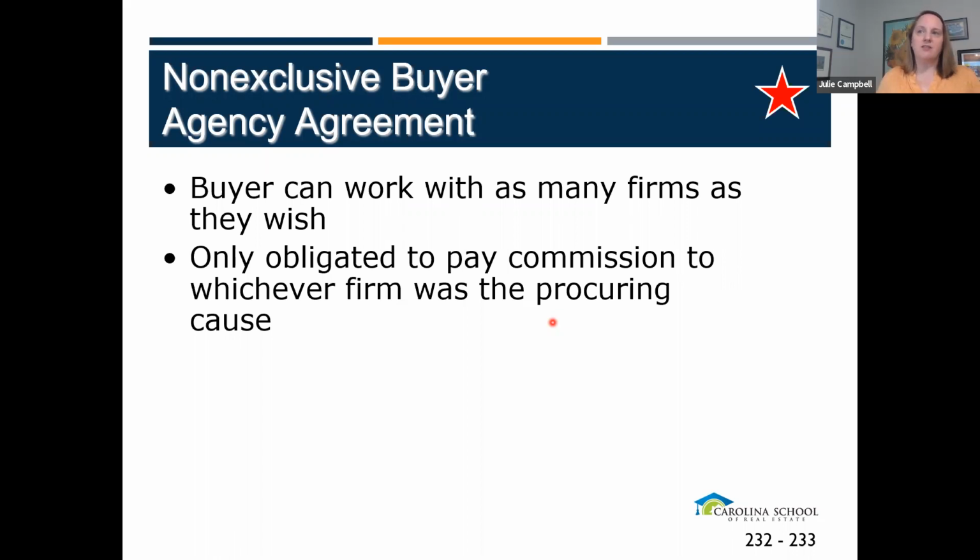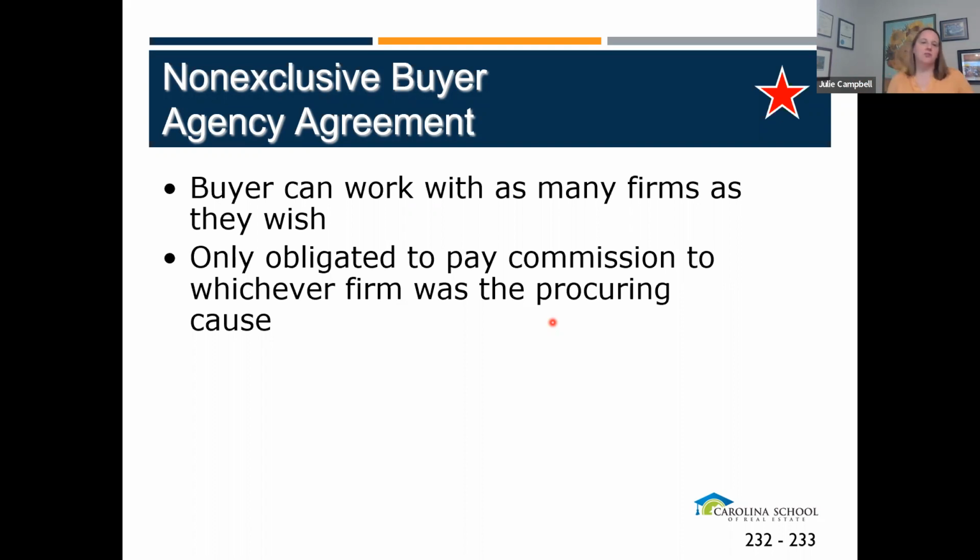Again, this is one of these things. Some agents do not do non-exclusive buyer agency. Some firms will not allow it. Once again, I say, your exam is not going to be on what you're going to do or what you're not going to do. It's going to be on what you can do.